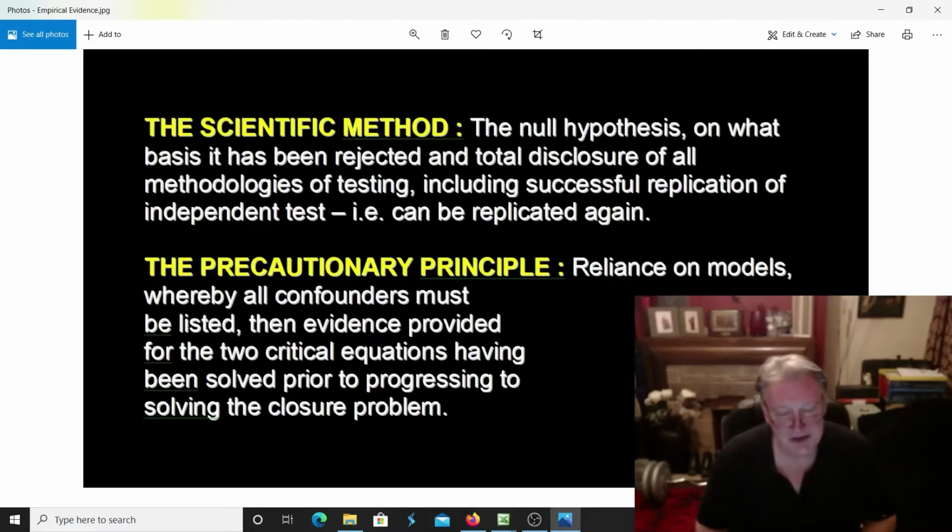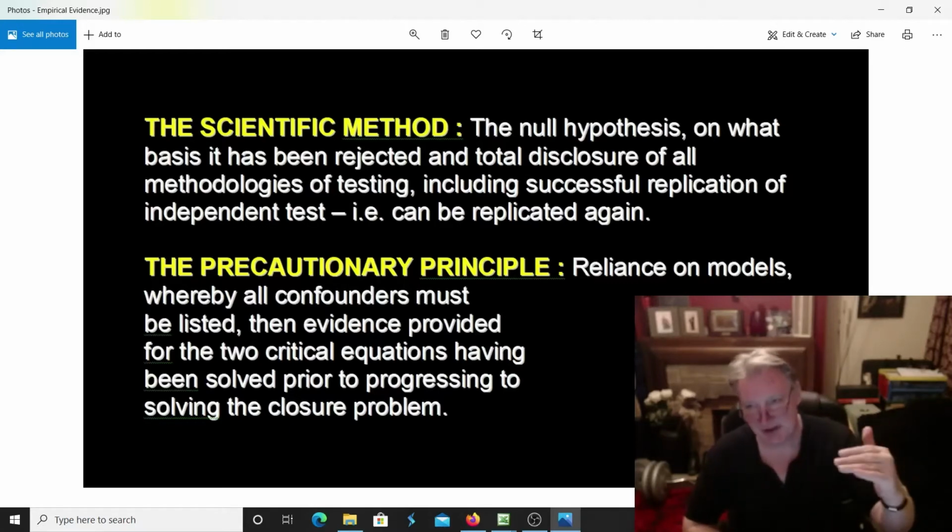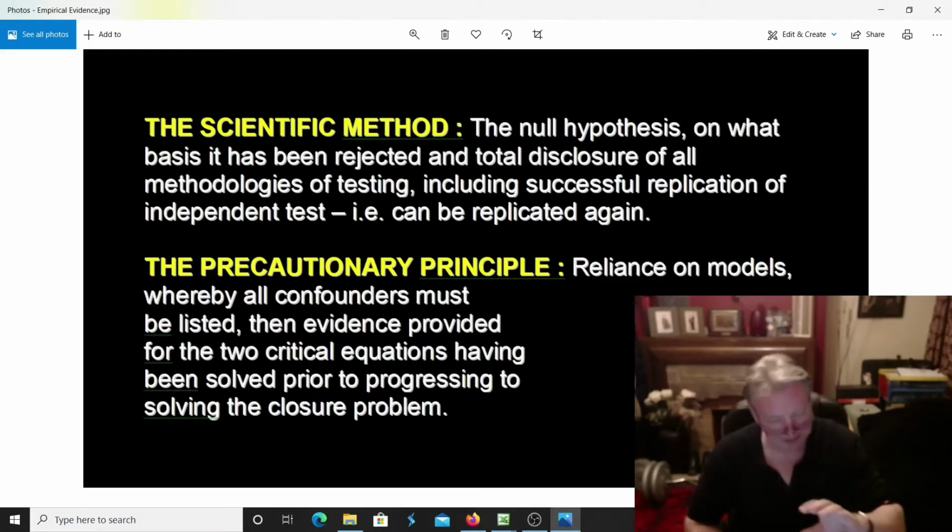I would suggest that you make a note of these two questions and these two key factors, because if you can't achieve the scientific method, your fallback position is the precautionary principle, and that is the world where people do rely on models. Within the climate conversation, I have never seen anybody else ask for these two critical areas of burden of proof. It just doesn't happen.